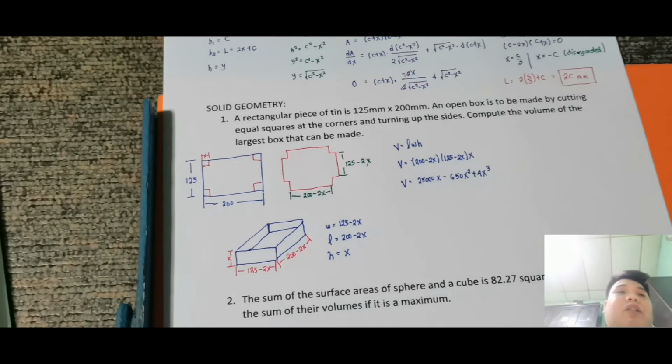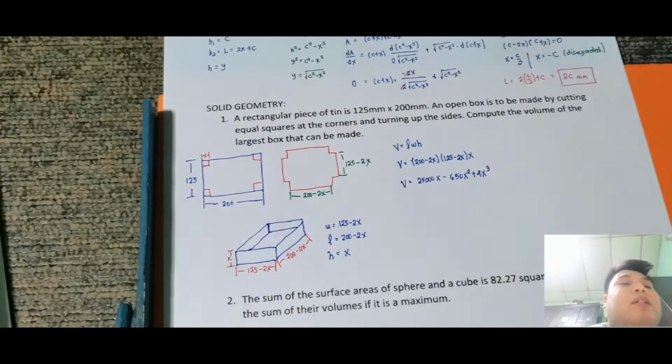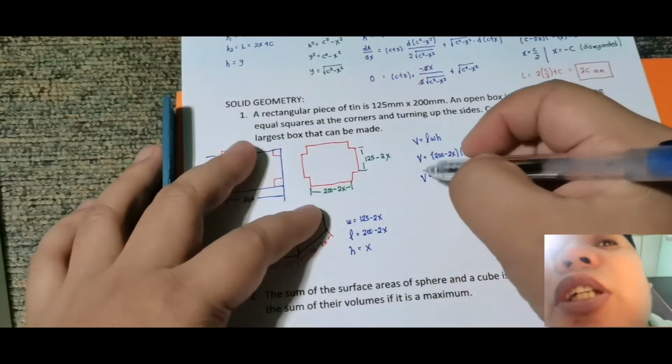Okay, so since this is calculus, now our goal is to find the value of x. So of course, we apply the optimization process. Since this is our objective function, this is what we will maximize. Since there's only one, we don't need to look for another y prime. Okay, so let's proceed. Differentiate with respect to x.